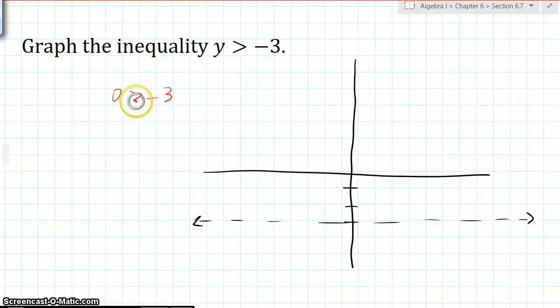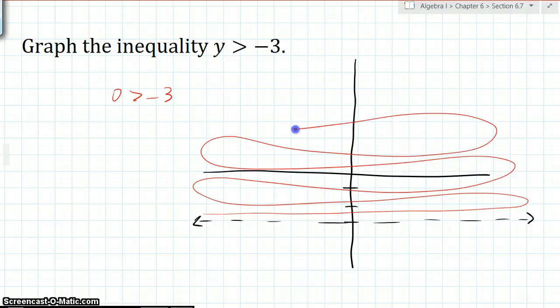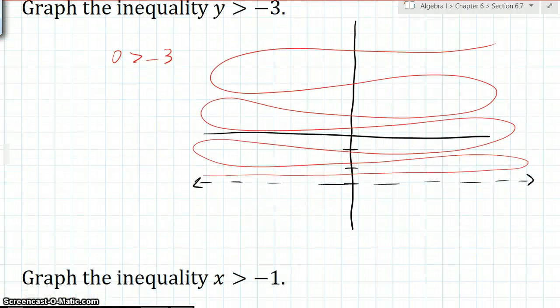So I get 0 is greater than -3. Is that true? Yes. So I shade everything above this line. These ones are simple to shade because if you want anything greater than -3, you're going to shade up. So these ones are pretty common sense when it comes to shading.